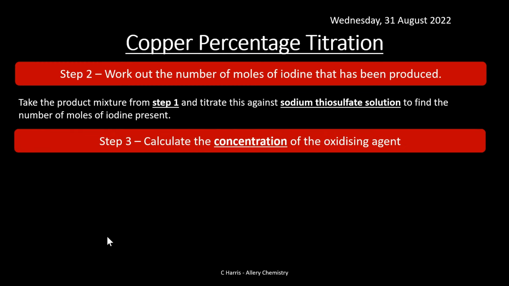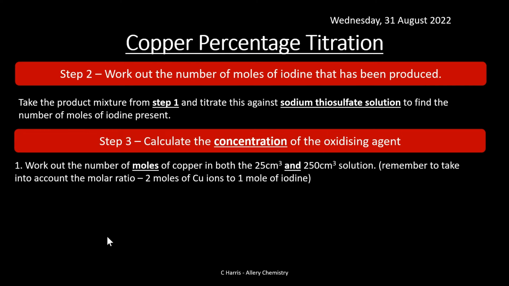So then step 3 is we're going to calculate the concentration of the oxidizing agent. What we're then going to do is work out the number of moles of copper in both the 25 centimeters cubed, so that was in the bit that we've actually titrated, and the original 250 centimeters cubed of solution. Remember to take into account the molar ratio, 2 moles of copper ions to 1 mole of iodine. Okay, so remember that.